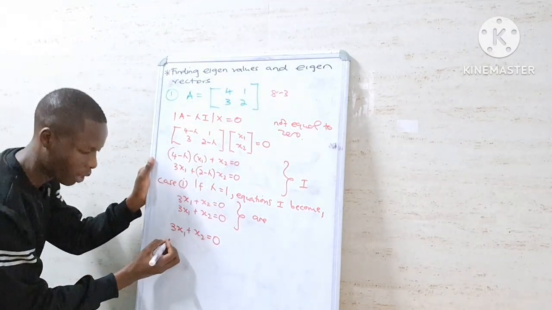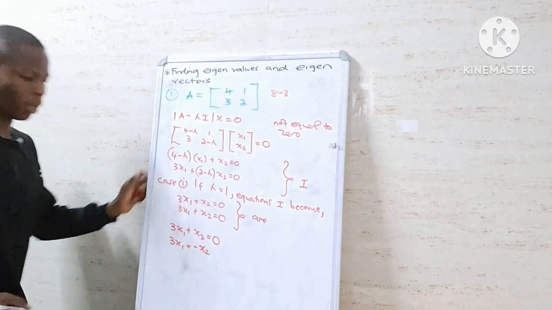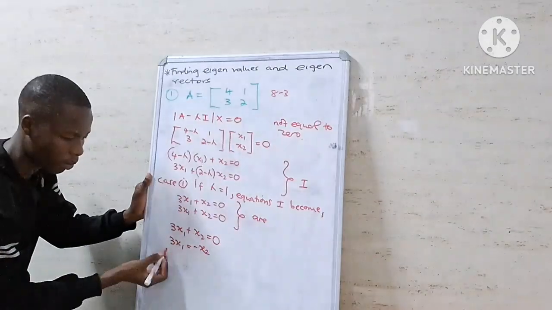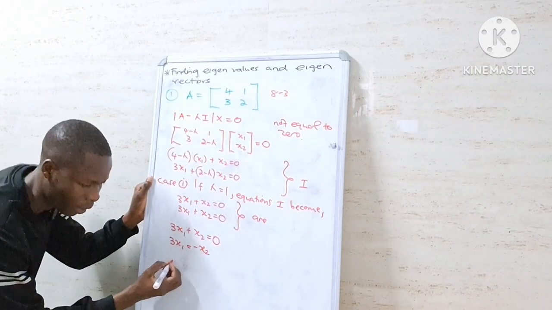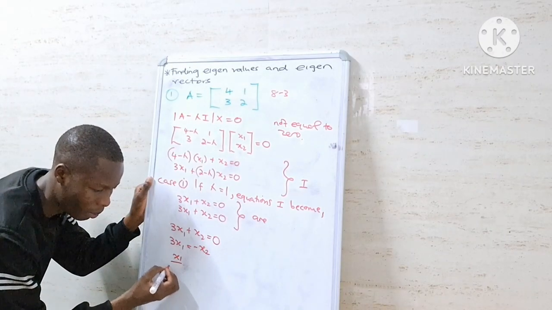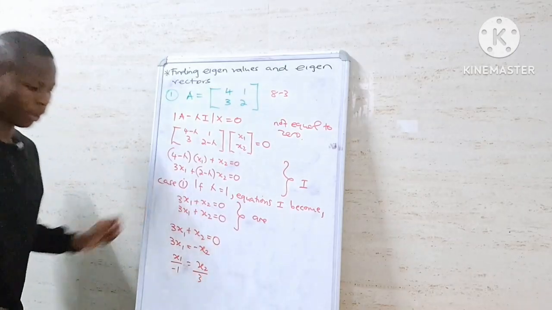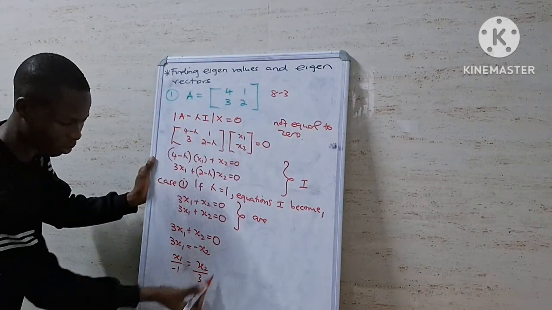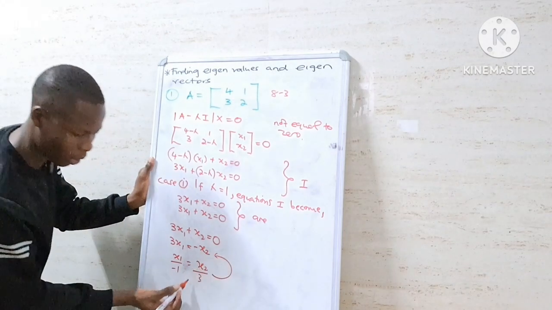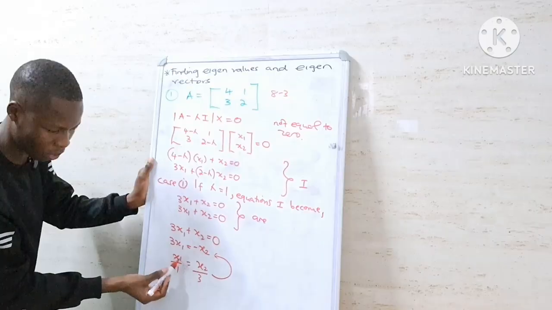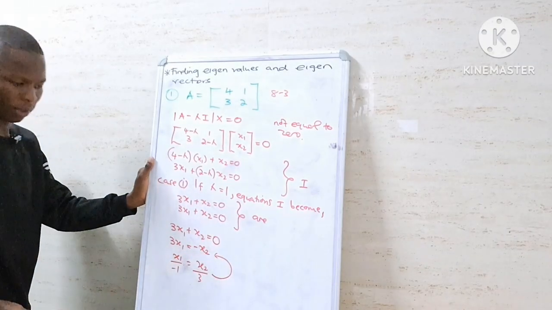Bring this x2 to this side. This becomes 3x1 is equal to negative x2. Divide here by 3 and divide here by negative 1. This is x1 divided by negative 1 is equal to x2 divided by 3. It's not something complicated. If I go back here, you just do cross multiplication. 3 by x1 you get 3x1, negative 1 by x2 you get negative x2.